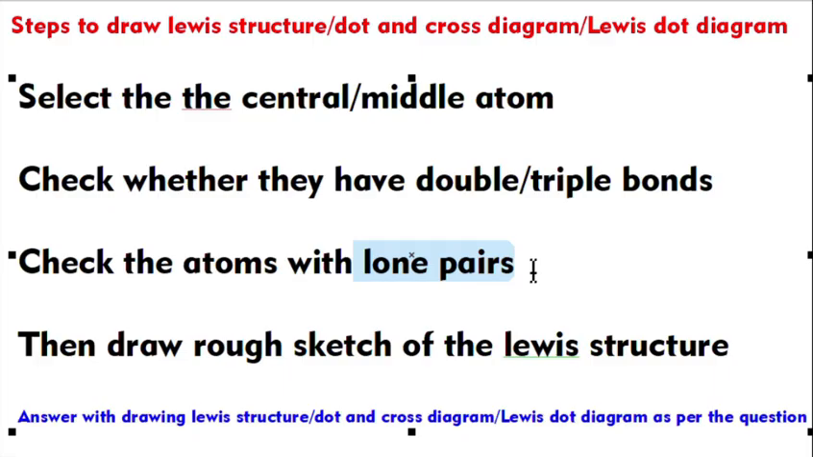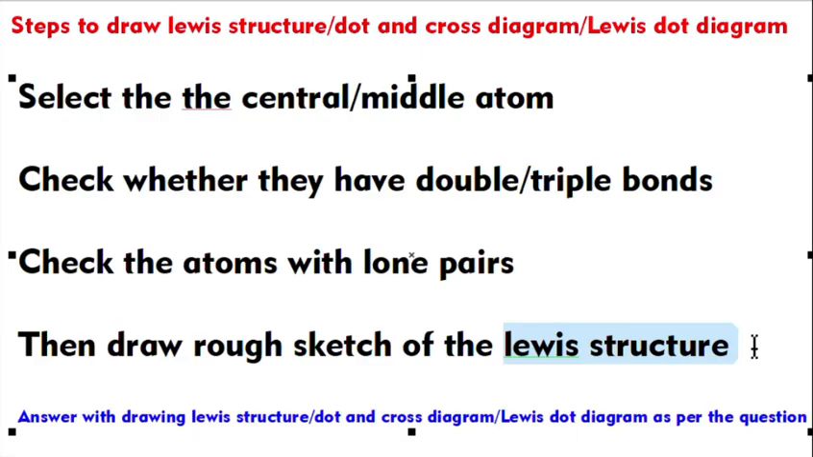The next step is to check whether the atoms have lone pairs or not. Lone pairs තියෙනවද නැද්ද කියලා බලන්න. I explained that nitrogen has one lone pair, oxygen has two lone pairs, and chlorine and fluorine, the seventh group elements, have three lone pairs, whereas carbon and hydrogen have no lone pairs. Finally, you draw the sketch of the Lewis structure first. Initially, you make the Lewis structure and look at your question. If they have asked for a dot and cross diagram or the dot diagram, then convert this Lewis structure into a dot and cross diagram.